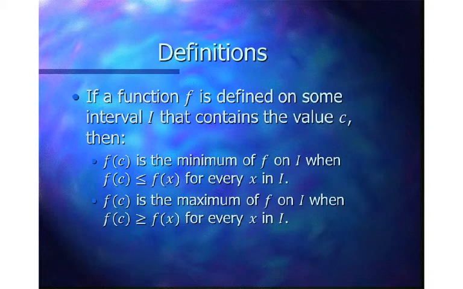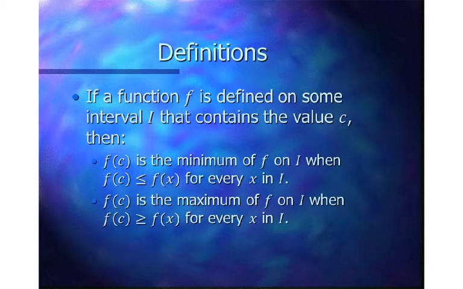If we have a function f that is defined on some interval I that contains the value c, then f of c is the minimum of f on I when f of c is less than or equal to f of x for every x in I. Now that's a lot of words, but all that's saying is that f of c has to be smaller than every other f of x in that interval. That makes sense. Minimum is the smallest value.